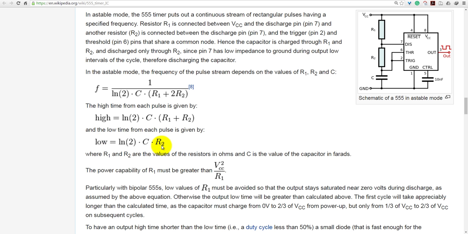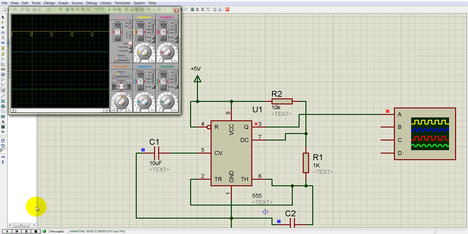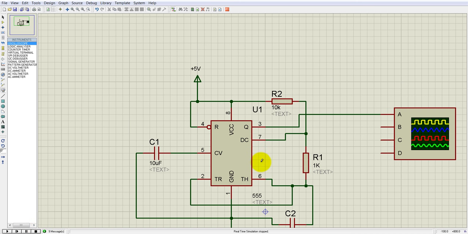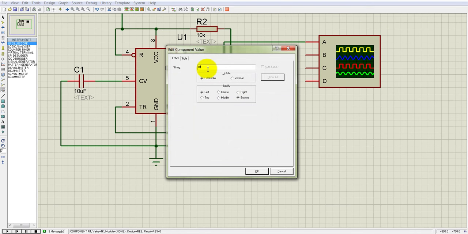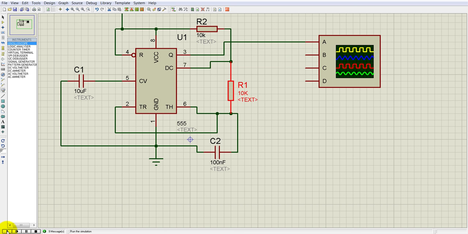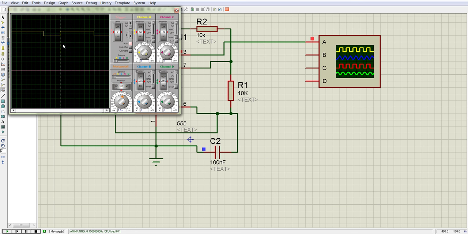So R2 is the resistor which is connected between 7 and 6. So this resistor we can make it 10k. Let's see, this time the low time has been increased.